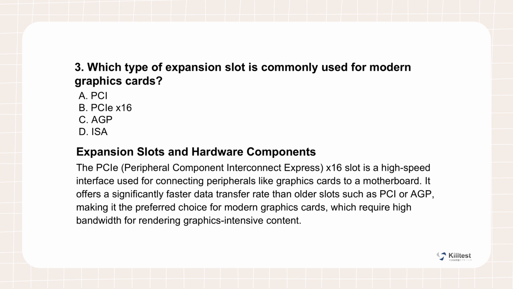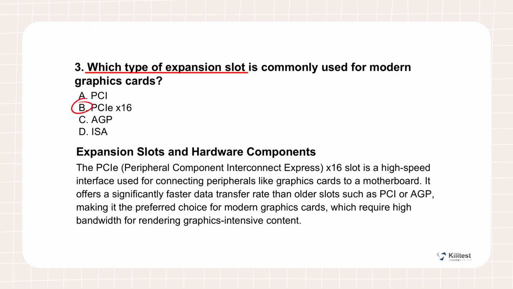Okay, good point. Let's move to hardware. Question 3. Which type of expansion slot is commonly used for modern graphics cards? Options: PCI, PCIe x16, AGP, ISA. The answer you're looking for is PCIe x16. PCIe x16, right. I know PCIe is Peripheral Component Interconnect Express, but what's the x16 part mean, and why graphics cards specifically? So PCIe is the standard high-speed connection slot on a motherboard now.